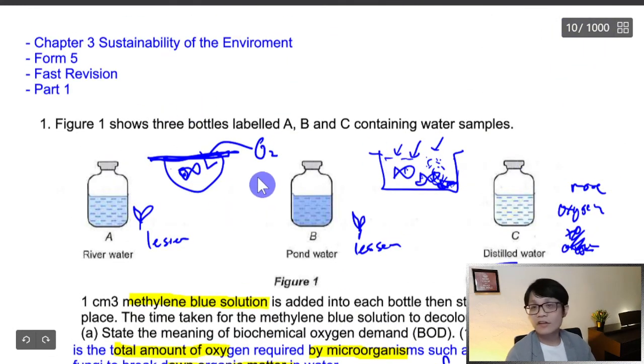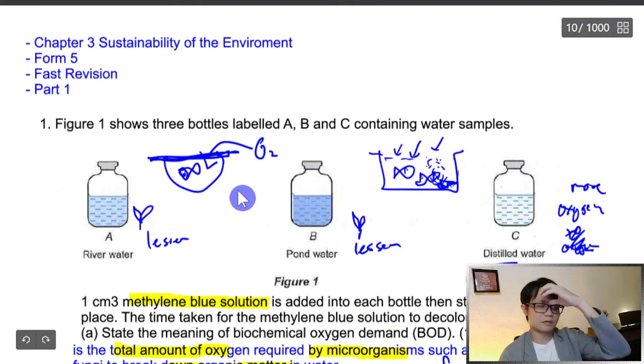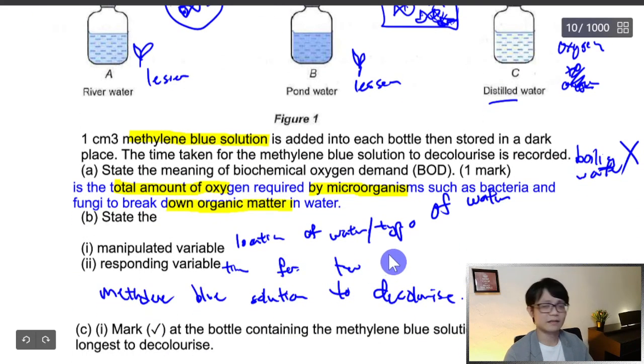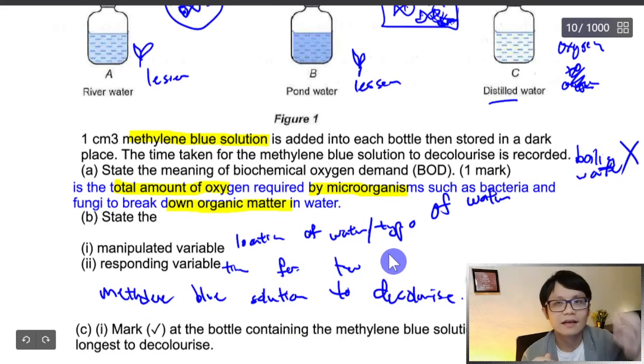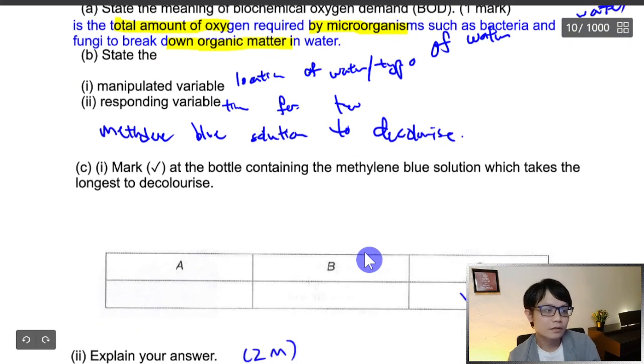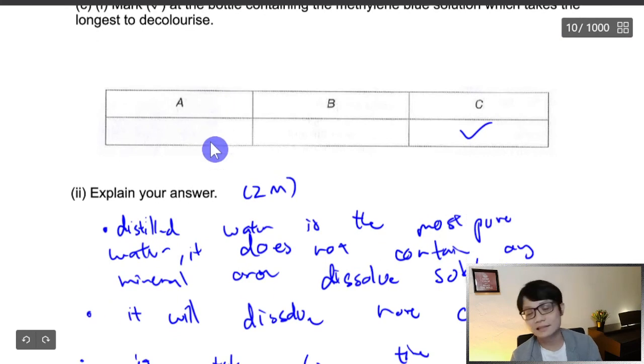I think this is not an easy question, because you need to know what the methylene blue solution is for. It is to test the concentration of oxygen in the water. So if you don't know this, then it is very difficult to answer this question. But who knows, it's a KBAT question, so it will just be asked in the exam. They can ask you many things. Okay, so this is a hard question.